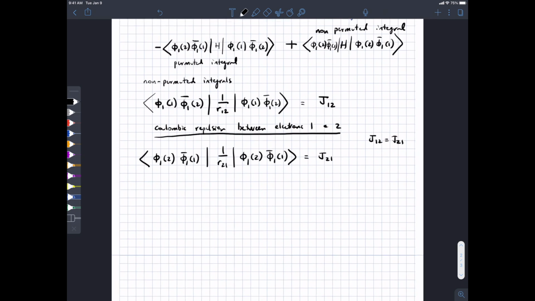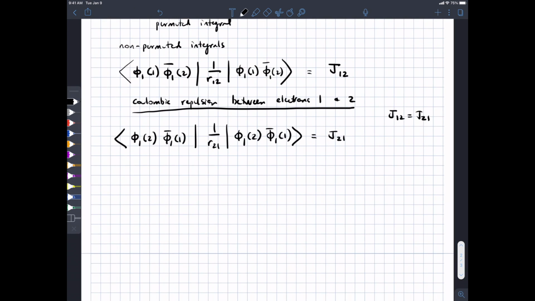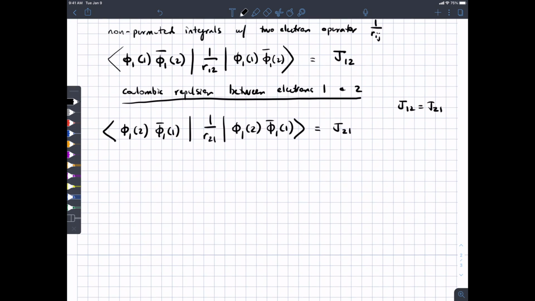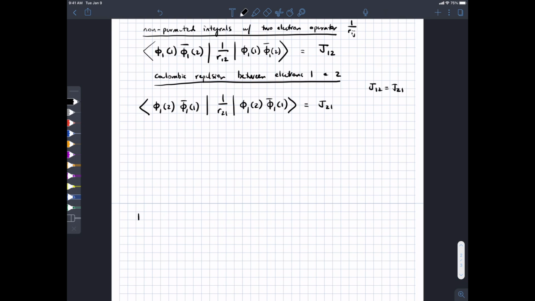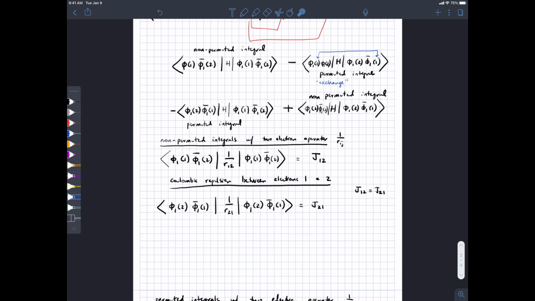Okay, now we've looked at the non-permuted integrals with the 2-electron operator, which is 1 over r_ij between electrons i and j. Now let's look at the permuted integrals. Let's apply the 2-electron operator 1 over r_ij to the permuted integrals. And remember, the permuted integrals involve a change in location of electrons 1 and 2 before and after the Hamiltonian.